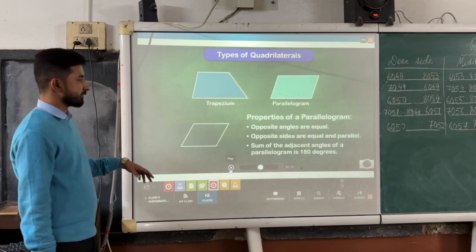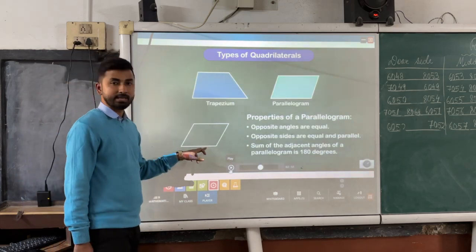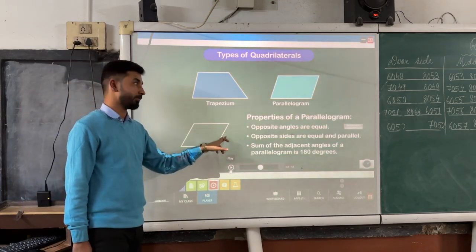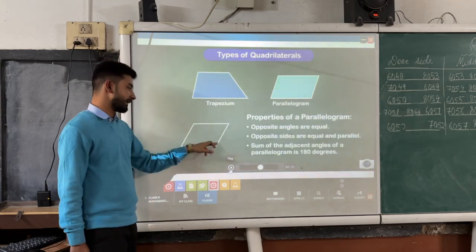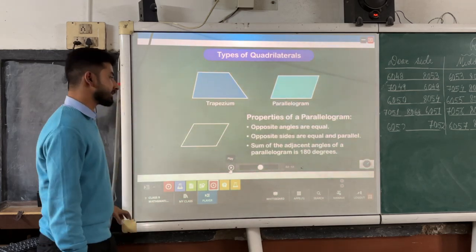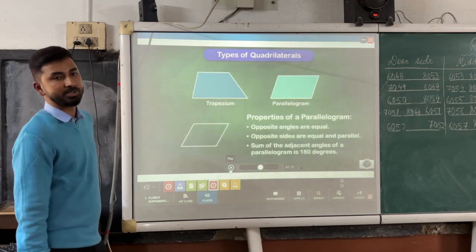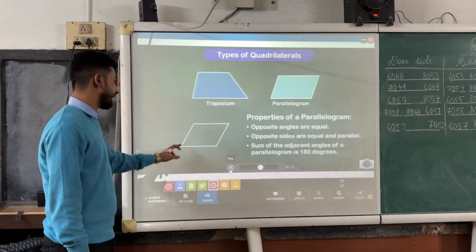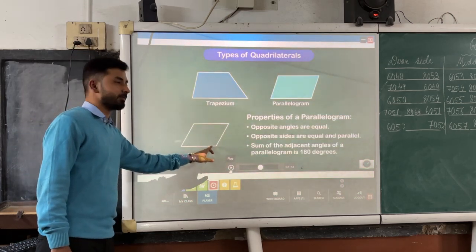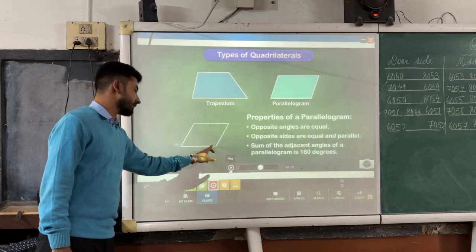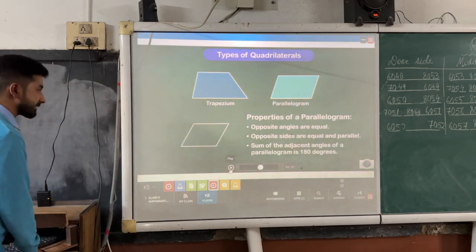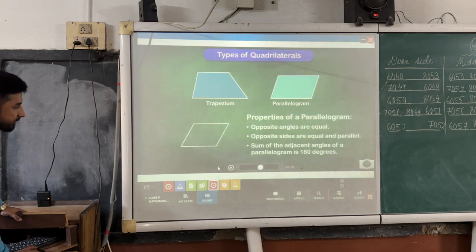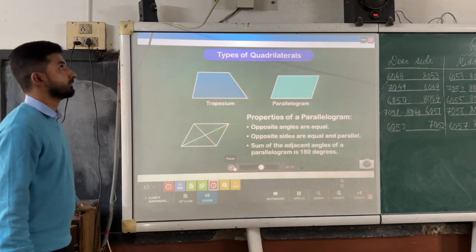Now what are the properties of a parallelogram? Opposite sides are always equal, opposite sides are parallel as well as equal, opposite angles are equal, as well as the sum of the adjacent angles of the parallelogram is 180 degrees. By the concept of parallel lines, this angle plus this angle will always equal 180 degrees. Similarly, this angle plus this angle will equal 180 degrees. The sum of the adjacent angles is always 180 degrees. The diagonals of a parallelogram bisect each other.